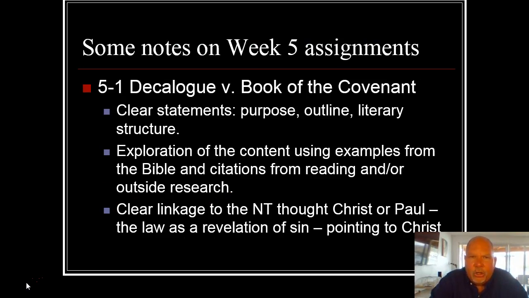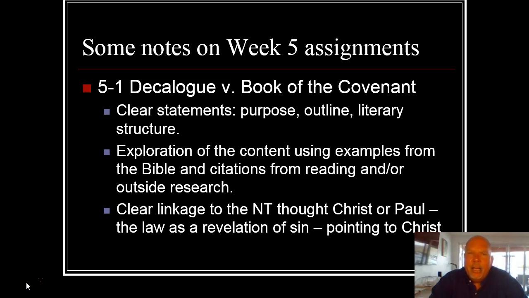Now, for me, the core of this assignment for grading is I wanted clear statements about the purpose of each, an outline of what's included in each, and the literary structure of how they are being put together. Then I wanted an exploration of the content using examples from the Bible and citations from the reading and outside research. Finally, I wanted to see clear linkages to the New Testament through Christ or Paul and the law as a revelation of sin pointing to Christ.